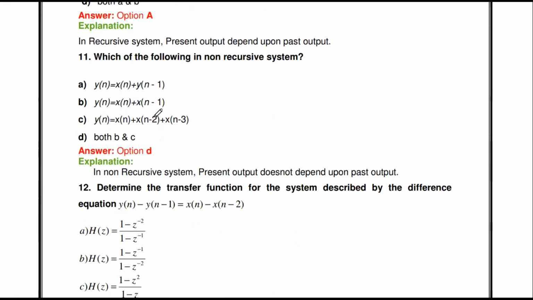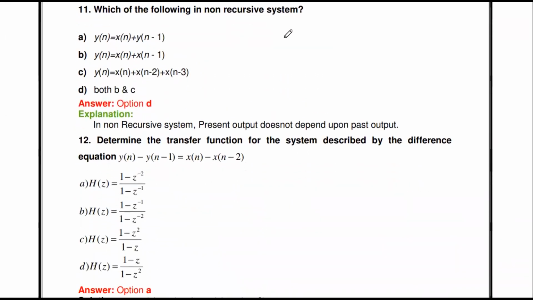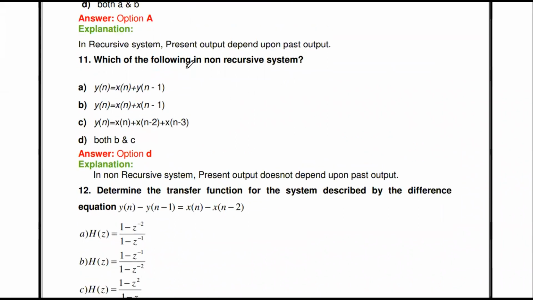Okay, then the next one: which one of the following is a non-recursive system? Non-recursive means the output does not depend upon the past output.